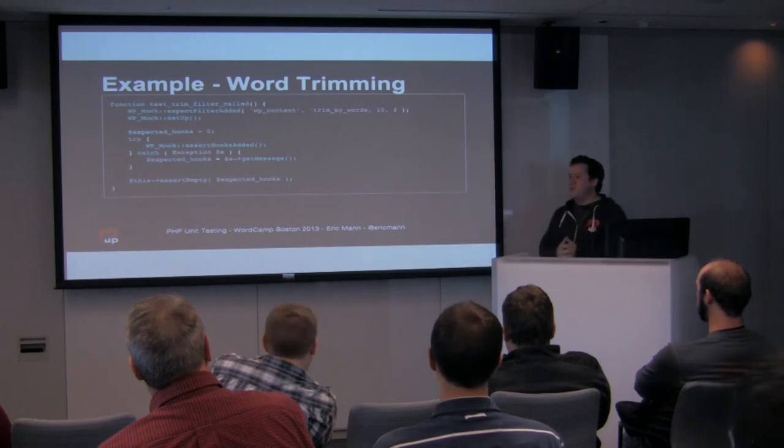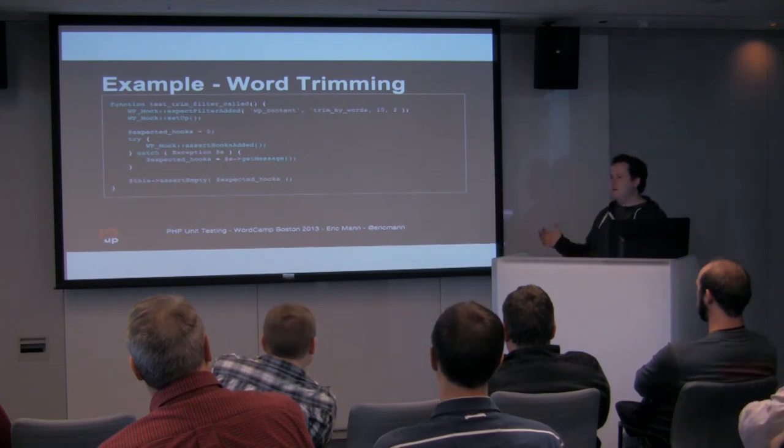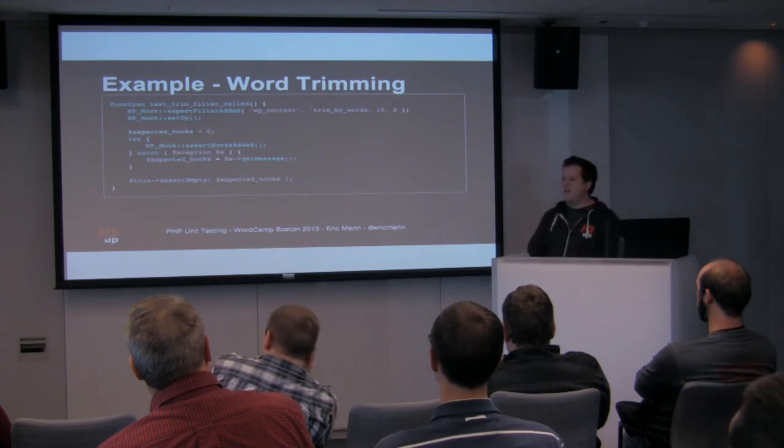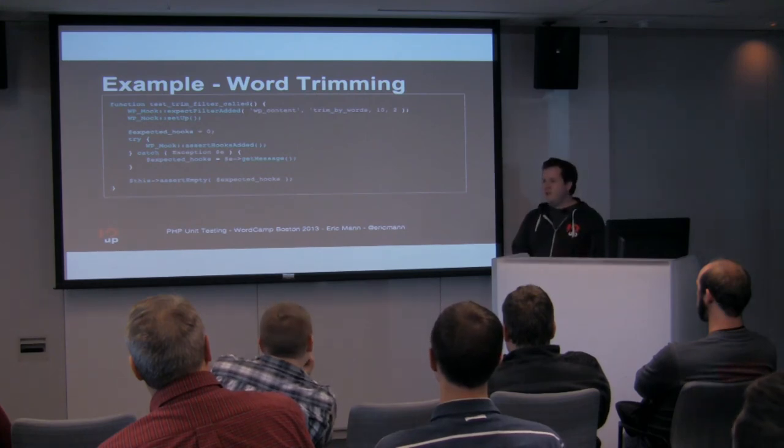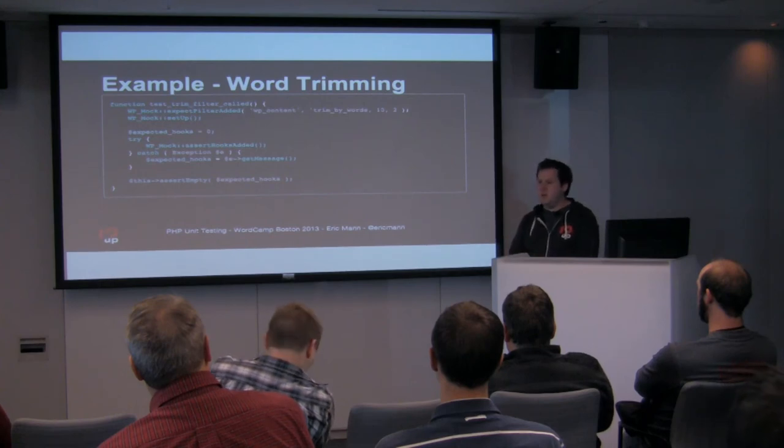So I set up a variable to track how many hooks I've added. I then run to see how many hooks I've added. If I haven't added those hooks, I throw an error and basically say, you did not add this filter to the_content. You're trying to let our writers be too talkative on the homepage.